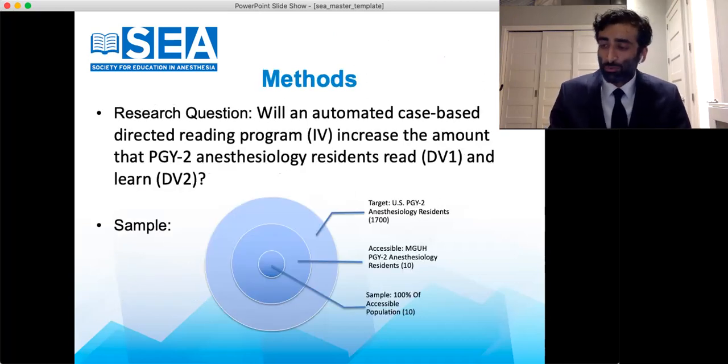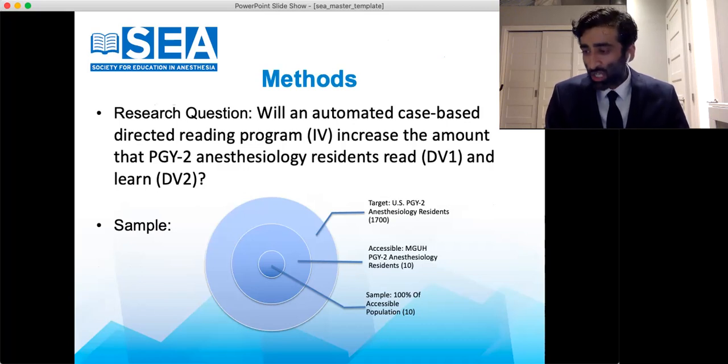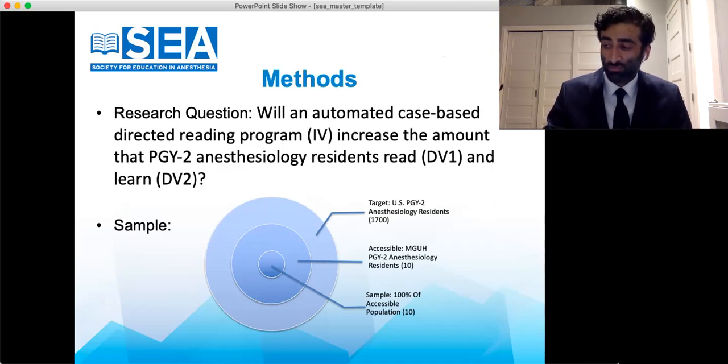So in our first phase, our research question attacked the first 2 gaps, and we asked, will an automated case-based directed reading program increase the amount that residents read and learn? We used a non-random convenience sampling, enrolling our 10 PGY2s in our accessible population.